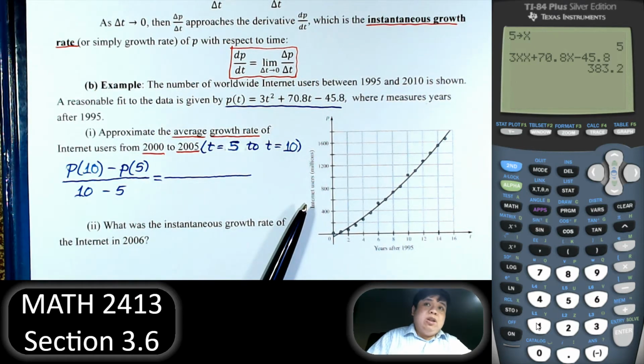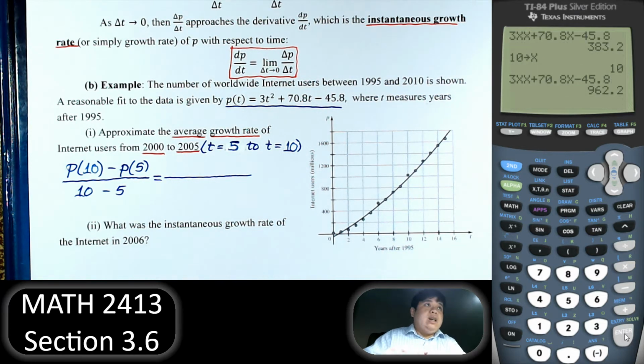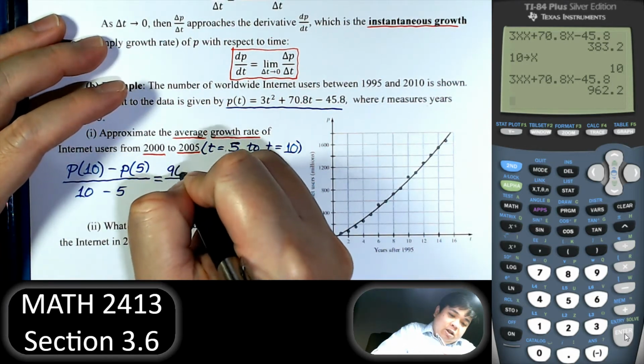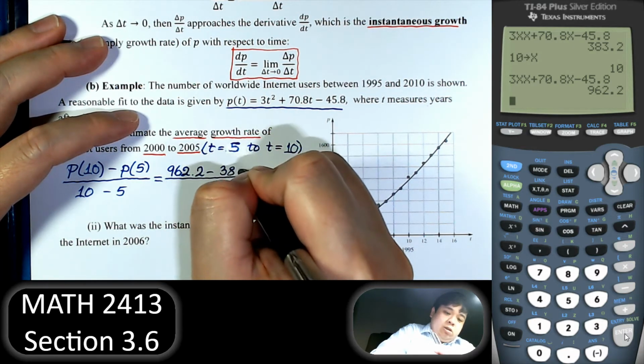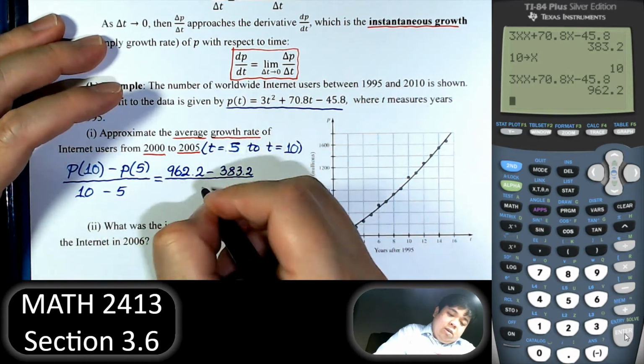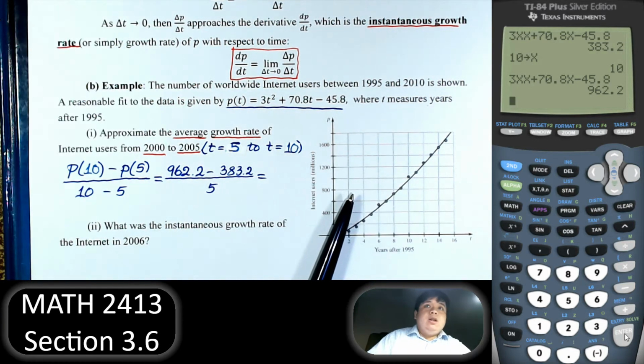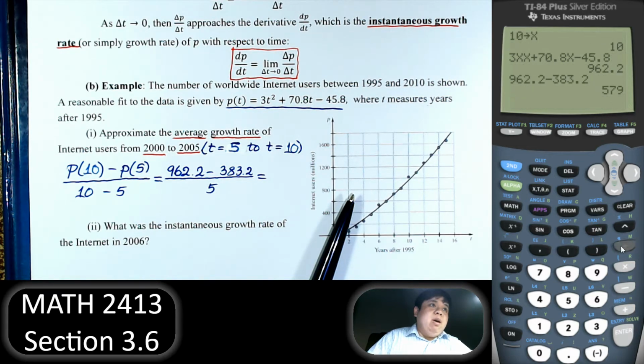And then when we do the same thing, we let 10 store into x. And then we go up, highlight the function. And we do that, we have 962.2 minus 383.2, 10 minus 5 is 5. So pretty much we have this number, subtract that number, and then divide by 5.